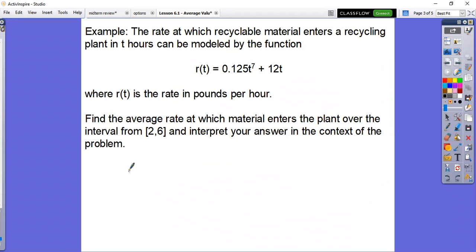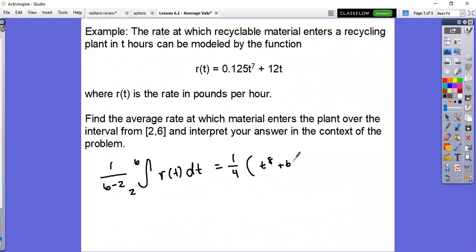So what we're going to do is take 1 over 6 minus 2, which we all know is 1/4, but I'm just writing it out so we can see the whole thing, times the integral from 2 to 6 of r of t dt. So then this is going to be 1/4 times, and we can go ahead and integrate this. This is going to be t to the 8th plus 6t squared. We want to evaluate that from 2 to 6.